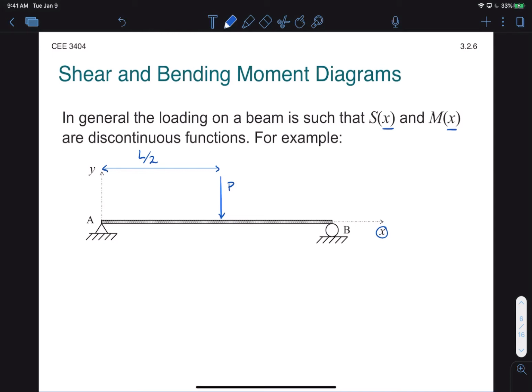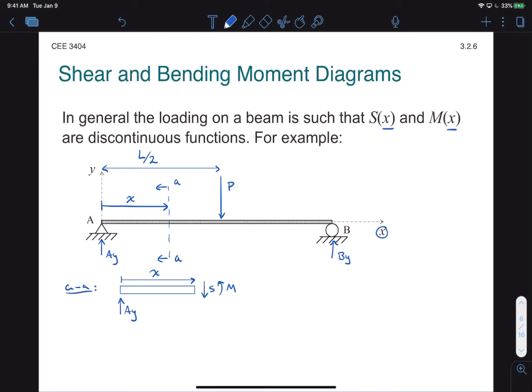We'll simply call that distance L/2. Now let's draw a section to the left of that force, and we'll call that section AA. And we'll analyze the left side of that section. Now we'll express the position of that section in general as a distance x from point A. And we'll also assume that we know the reactions at point A and B. Okay, so drawing that section looking left would give us something like this. Notice how I'm sticking to my positive convention of shear down and moment counterclockwise for a left-looking section.